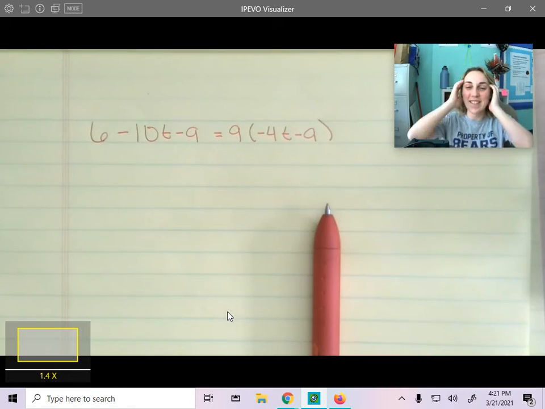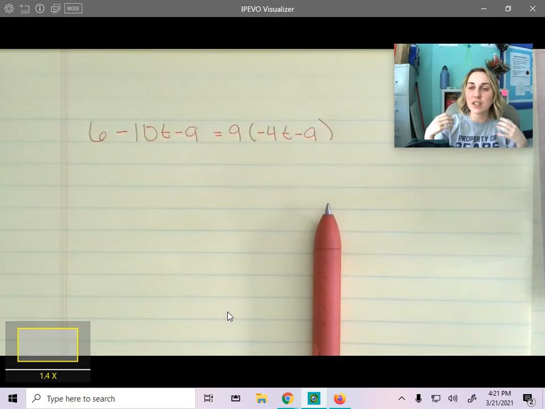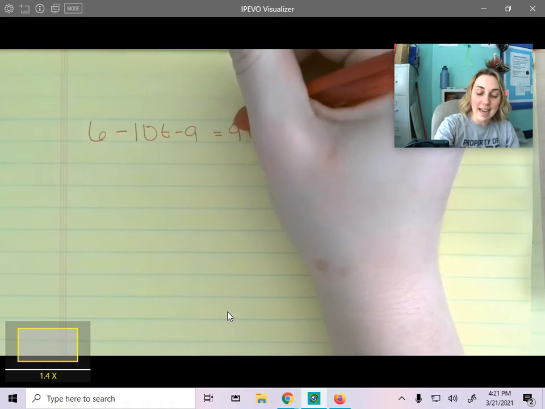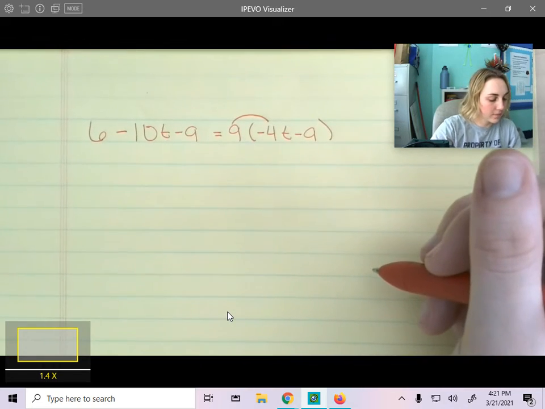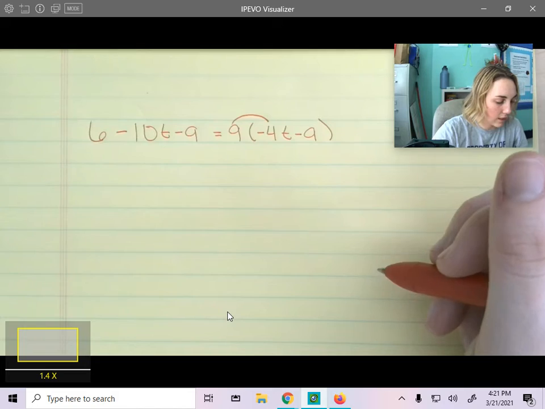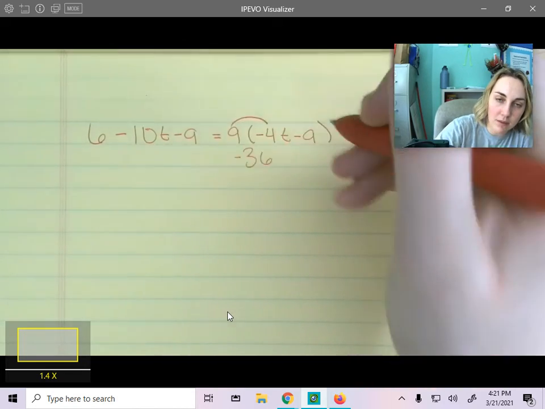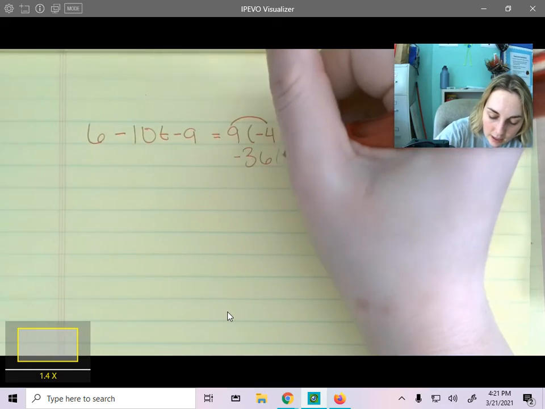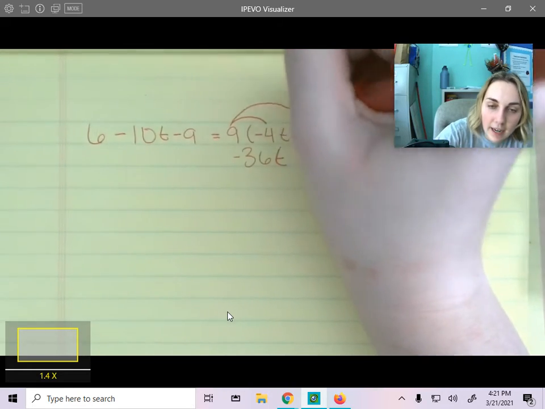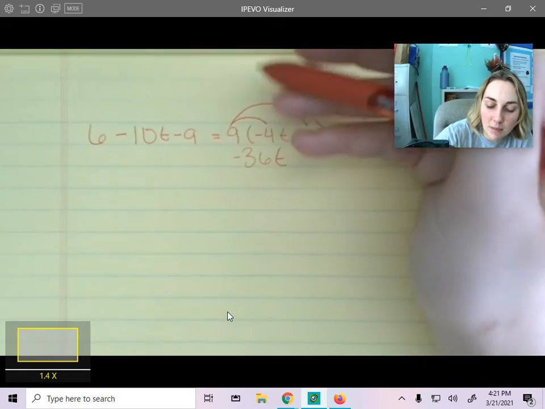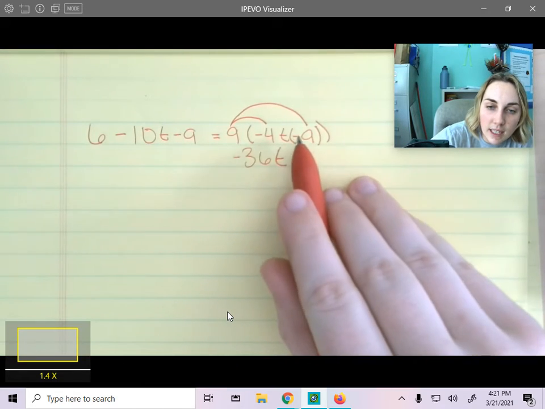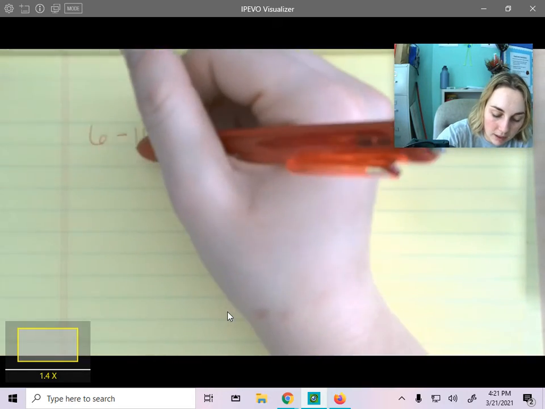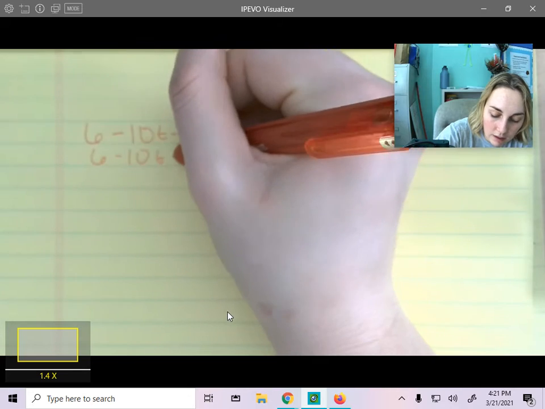So what we're going to do is we need to distribute first because we can do that. So 9 times negative 4 is going to give me negative 36, because remember, a positive times a negative is going to give us a negative answer. And I'm going to bring down that variable, which is a t. Then I have 9 times a negative 9, because again, we take that operation in front of it. 9 times negative 9 is going to give me a negative 81. And I'm going to bring the rest of this down. We have 6 minus 10t minus 9.